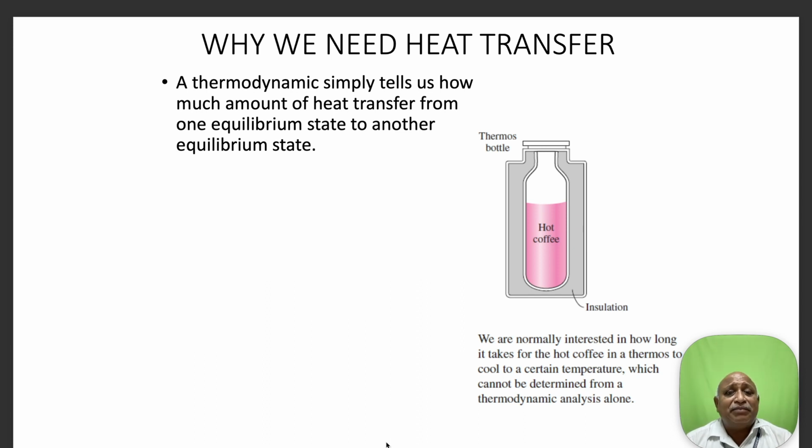Thermodynamics simply tells us how much heat is transferred from one equilibrium state to another equilibrium state. Whereas we are normally interested to know how long it takes for the coffee to reach a particular temperature or room temperature. That cannot be learned from thermodynamics. Thermodynamics cannot tell us how long it will take for the coffee placed in a thermos bottle to reach its equilibrium temperature, after half an hour or 1 hour. That can be understood from heat transfer. That is the major difference.